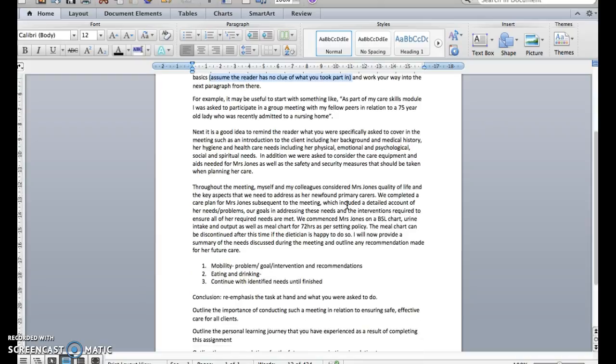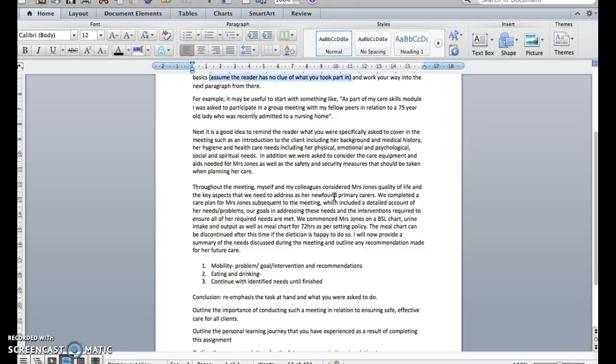Next, it is a good idea to remind the reader of what you were specifically asked to cover in the meeting, such as your introduction to the client, including her background and medical history, her hygiene and healthcare needs, including her physical, emotional and psychological, her social and spiritual. So again, don't forget to address the psychological, social and spiritual as much as the others, because if you look at your marking scheme, there's the exact same marks going for both.